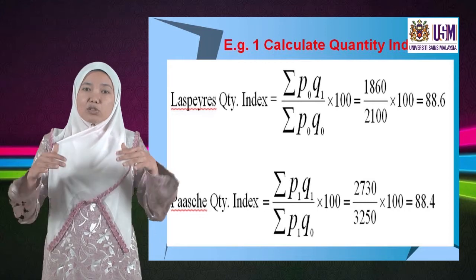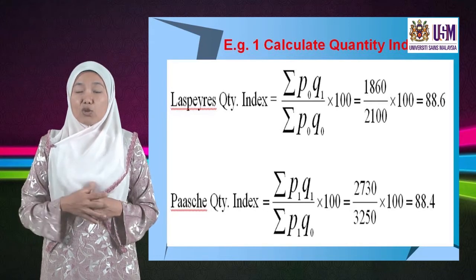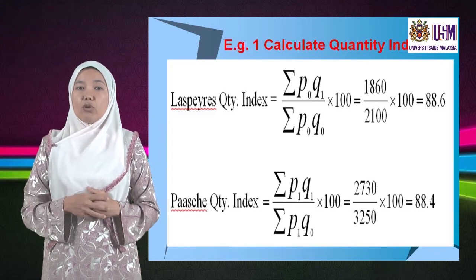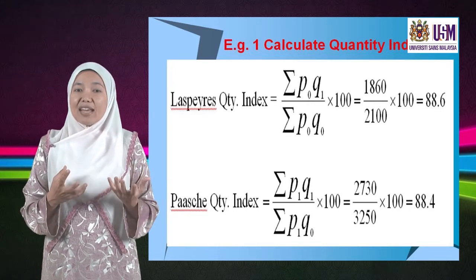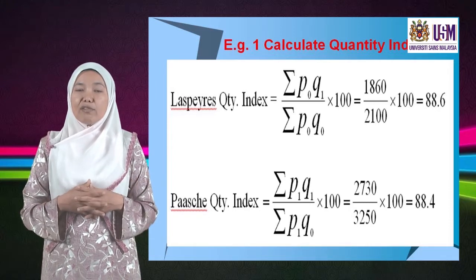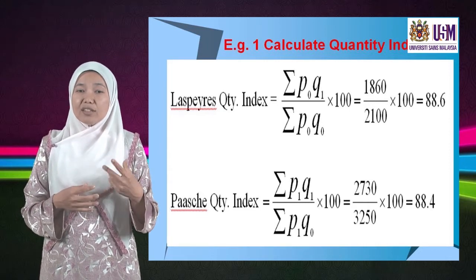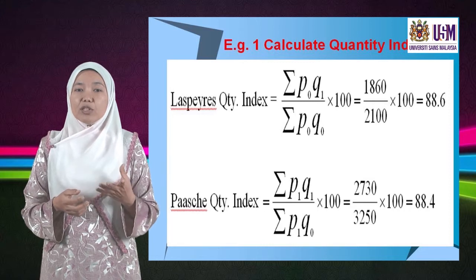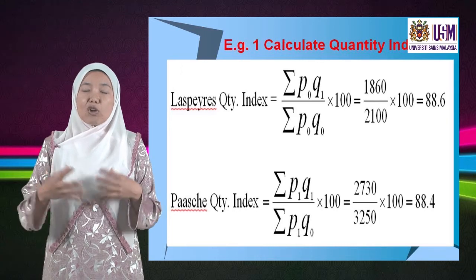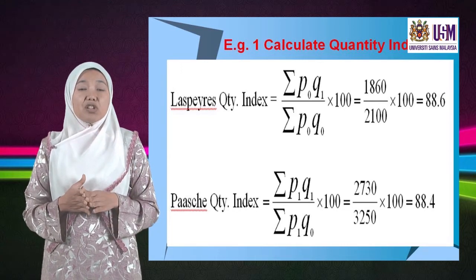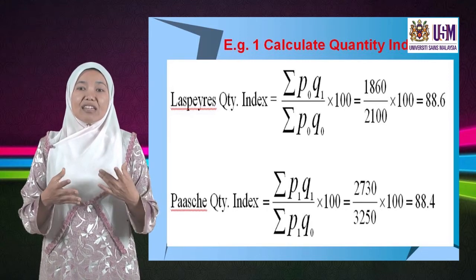So back to our quantity index, we are measuring the changes in quantity. So Q1 over Q0. According to the Laspeyres method, we are taking the base year price. So if you look at the formula, base year price P0 multiplied with the current year quantity, you find the summation, over the summation of the base year price multiplied with the base year quantity, multiplied with 100. So based on the columns that you already calculated, 1860 over 2100 multiplied by 100, you have an index of 88.6.